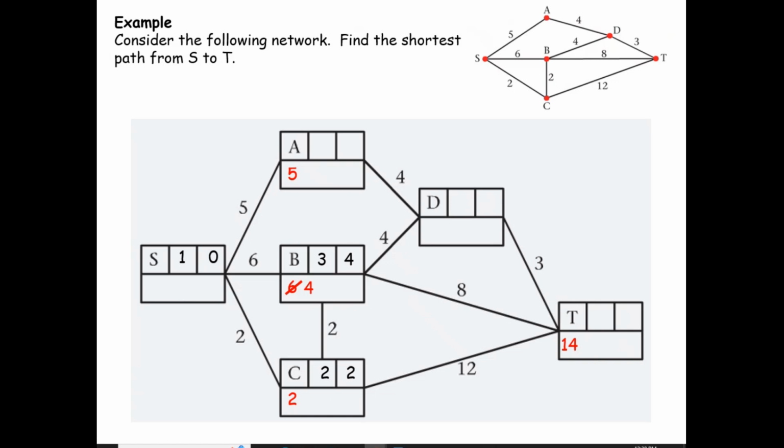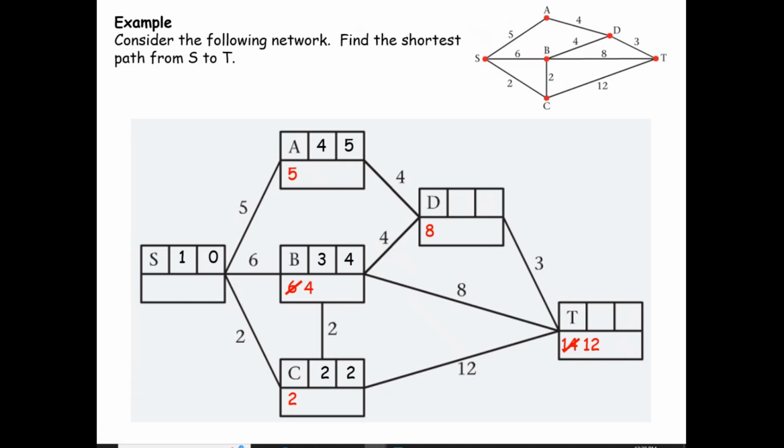So in D, we've got the 4 from the permanent label in B. Add on the 4, which gives us 8. And for T, we've got the 4, add 8 gives us 12. For T, we can replace that 14 with this 12. Out of the 3 left that haven't been permanently labeled up yet, A is the smallest of these, so this will be the next one added on. So this is labeled up number 4 and a permanent label of 5.